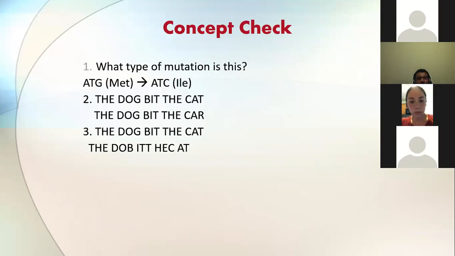So I gave you a few questions like what type of mutation is this? So ATG, instead of methionine, it is made isoleucine. So completely different. This is an example of point mutation. Now, the dog beat the cat. Okay, so instead of cat, it is rat. This is also a point mutation. But over here, this is the example of frame shift mutation.